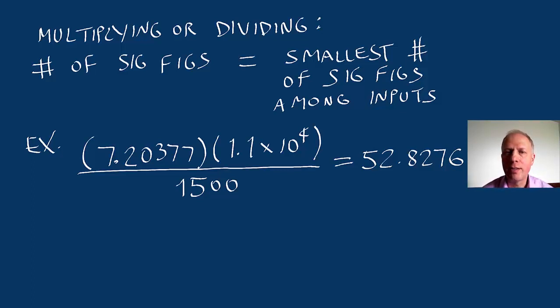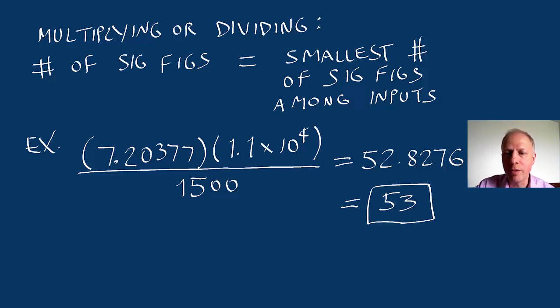How many sig figs should I round it to? Well, let's see how many sig figs the inputs have. How many sig figs does 7.20377 have? It has 6. 1.1 times 10 to the 4 has 2 sig figs. And 1500, by our convention, has 4 sig figs. The smallest number of sig figs is 2 on this input value, so the answer should be rounded to 2 sig figs. The answer I should put on my paper is 53.